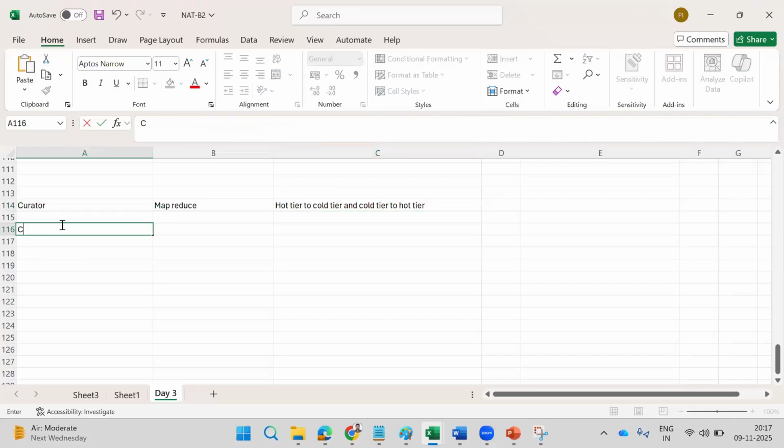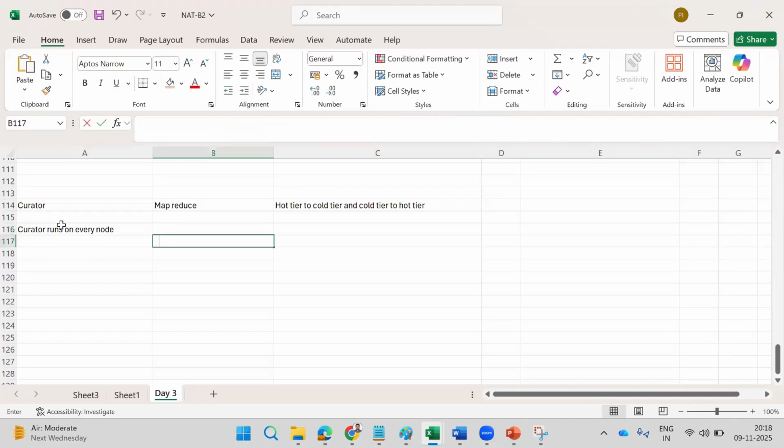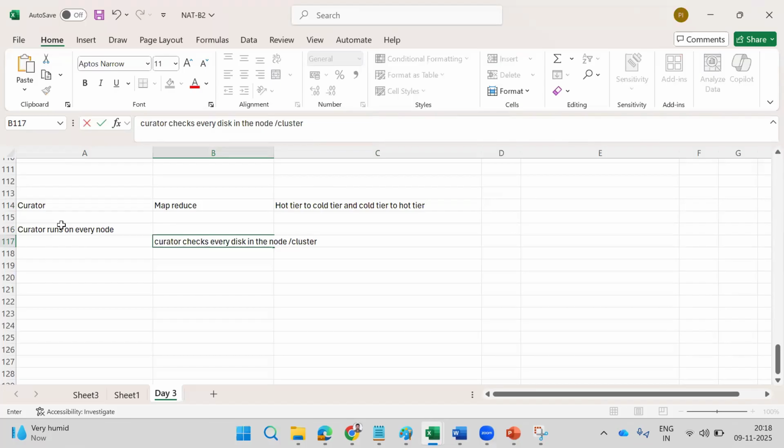So next, curator runs on every node. Then curator checks every disk in the node and cluster. Curator runs on every node and it checks every disk. So in every disk, we have a small space reserved for curator. Why does this need to sit in every disk? Because curator keeps a lot of information about the data.